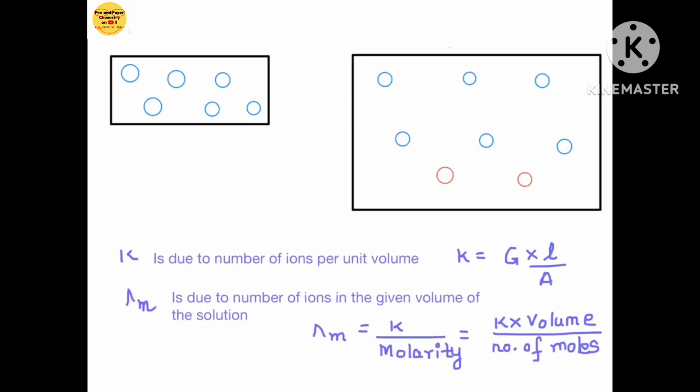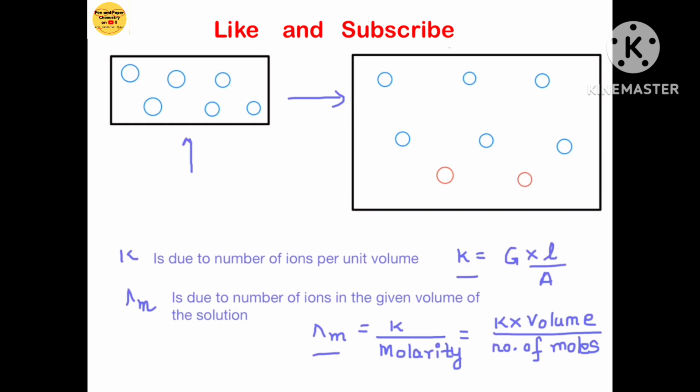Now while discussing this heading, I will assume that you already have a knowledge about kappa and lambda m. What are the formula for it and what do these terms mean? To explain the two, I have taken a case where we have a class where there are 6 students in the class and these are spread in the entire space that is provided to them. Now what do we do next? We double the volume of the class, we double the size of the class, and at the same time we have added 2 new students to the class.